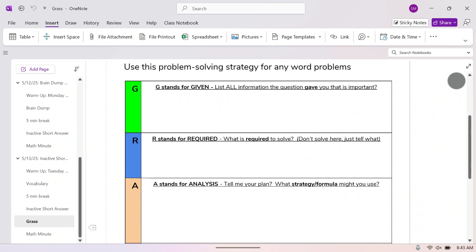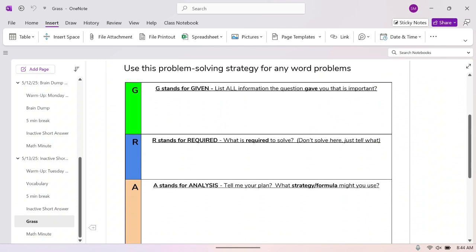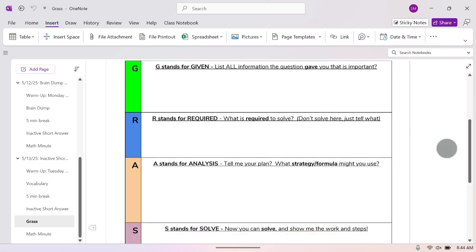So, what it stands for is, whenever you work a word problem of any kind, you want to think of GRASS. So G stands for given. That's any information that you're given in the question that you think is important. R is for required. So in other words, what are you required to solve? Or what is the question? What do you need at the end goal?